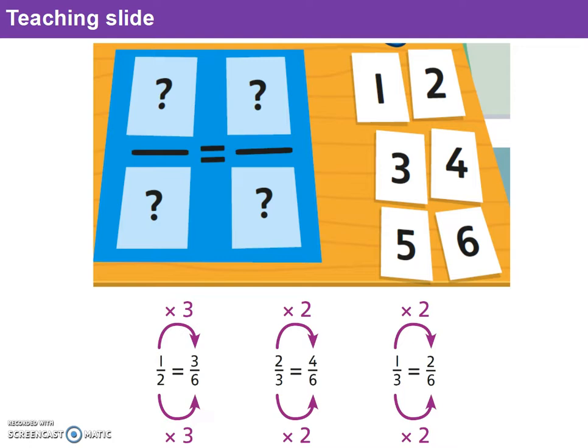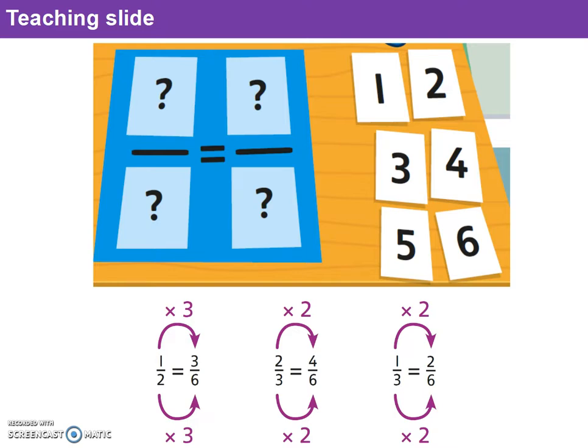If we look at 2/3, well, if I multiply my 3 by 2, 3 times 2 equals 6, which means I'm working with a denominator of 6 now, and what I've done to my denominator I must do to my numerator, so 2 times 2 gives me 4, so 2/3 is the same as 4/6, and if I look at my cards I can see that I've got a 2 and a 3, and I've got a 4 and a 6.